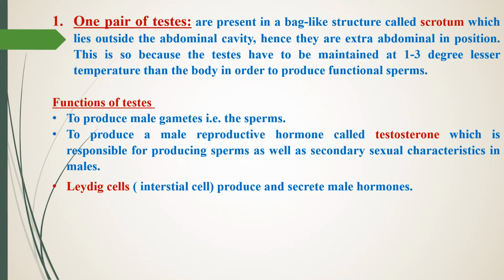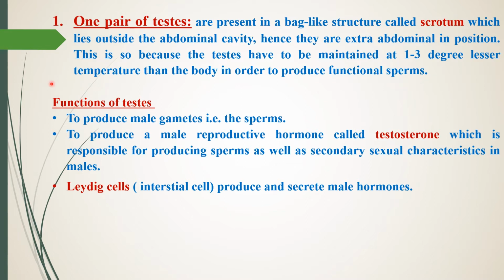So as we know, there are different components of the male reproductive system. First we studied the testes, as there is one pair of testes. These testes are present in a bag-like structure called the scrotum. In the previous slide I explained about the scrotum, which lies outside the abdominal cavity, hence the testes are extra-abdominal in position. This is because the testes have to be maintained at a 1 to 3 degree lower temperature than the body in order to produce functional sperms.